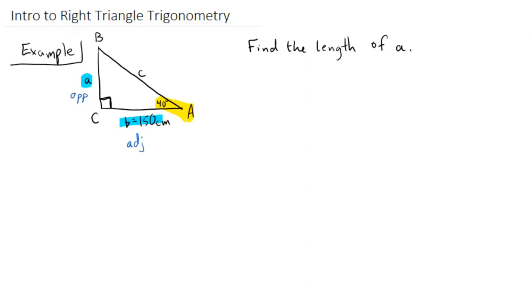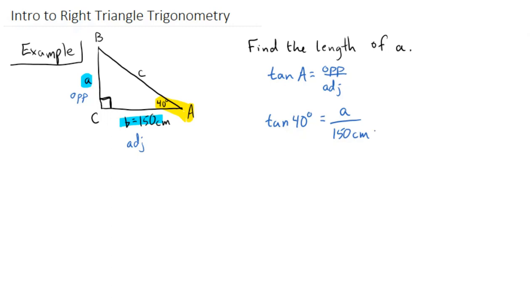And then you ask yourself, okay, which trig function involves the adjacent and the opposite? That's tangent. So that tells us that tangent is the trig function that we need to use. So tangent of A is the opposite over the adjacent. And so then this relationship becomes like a formula where I plug the information into it. So I have tangent of 40 degrees equals A, because I don't know what that is, so I have to leave it as an A, over 150 centimeters.